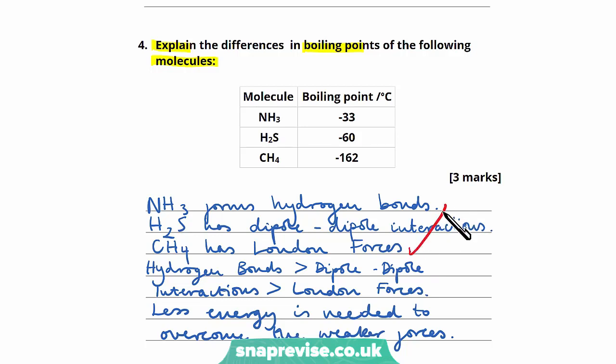A second for explaining that hydrogen bonds are stronger than dipole-dipole interactions, which are stronger than London forces. And a third for explaining that less energy is needed to overcome the weaker forces of attraction, explaining why the boiling points are as they are.